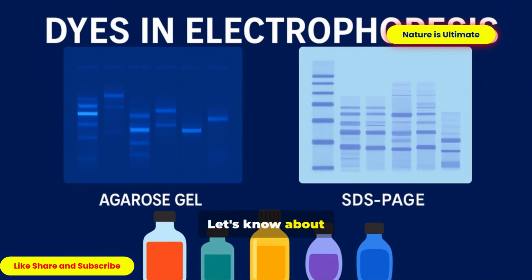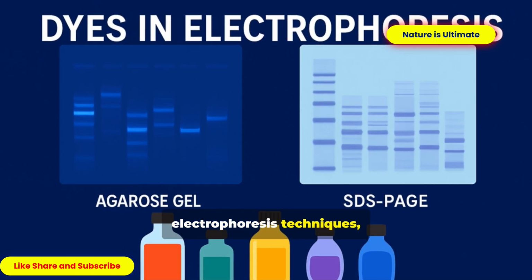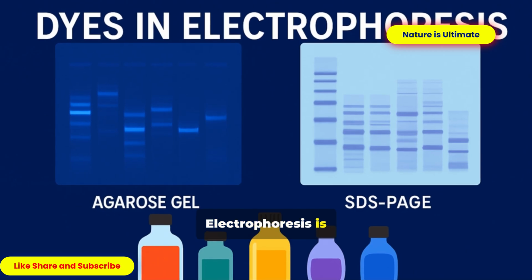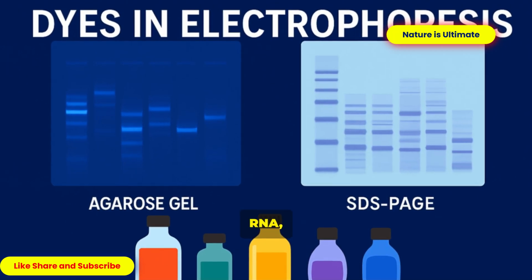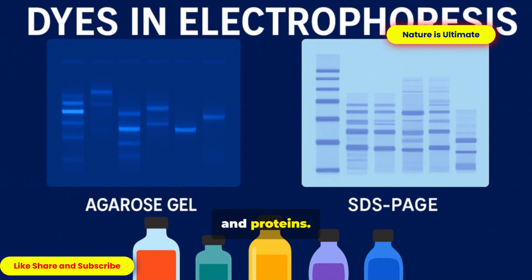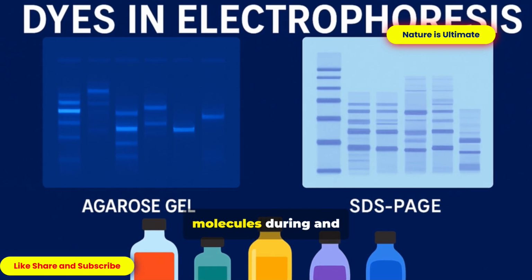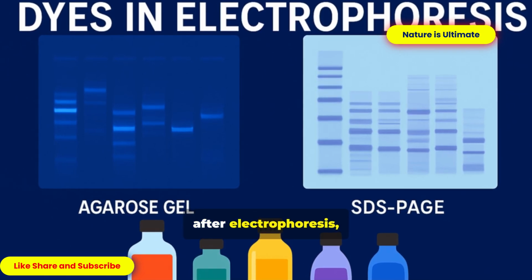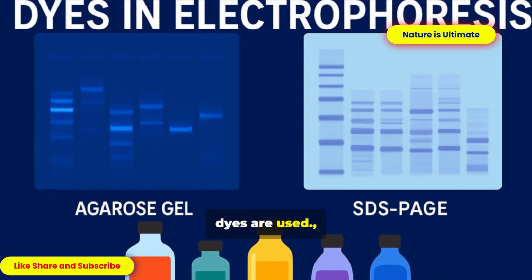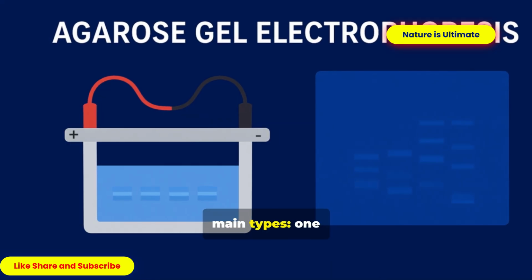Hi, let's know about dyes used in electrophoresis techniques. Electrophoresis is used for separation of DNA, RNA, and proteins. To visualize or monitor the molecules during and after electrophoresis, dyes are used. Broadly, these are of two main types.